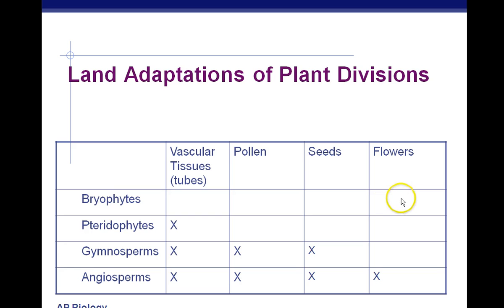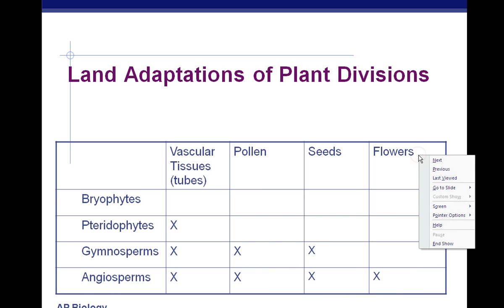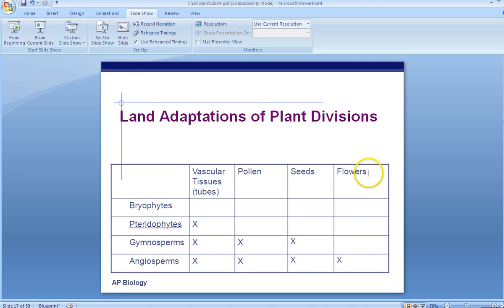And then we have flowers. Flowers are adaptations for spreading seeds. Pteridophytes do have vascular tissue, but no pollen, seeds, or flowers. Gymnosperms have vascular tissue and pollen and seeds, but they're naked seeds. They're not covered by fruit, and they have no flowers. Angiosperms have all of these things. Also, let's go ahead and add to this flowers and fruit. You should know that.